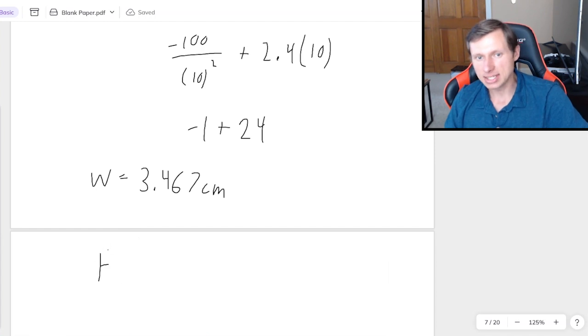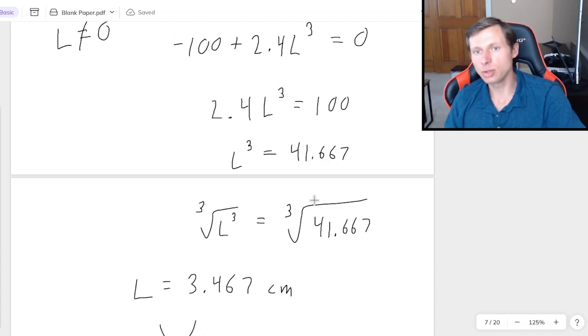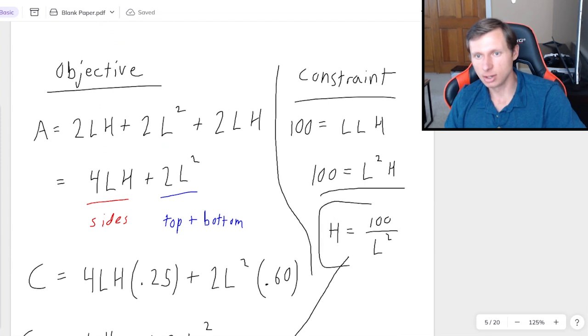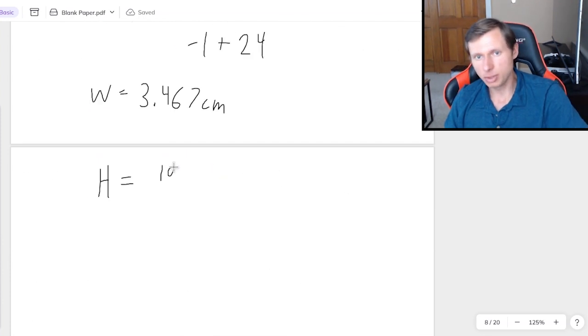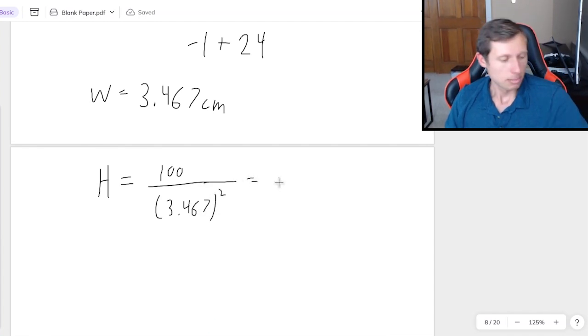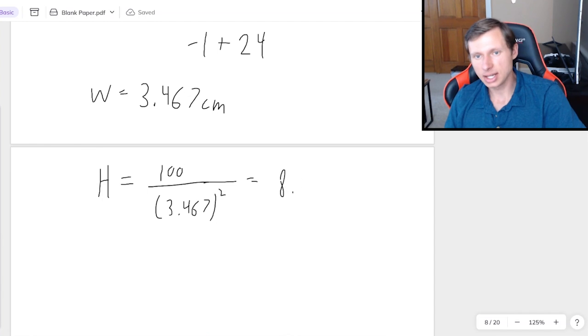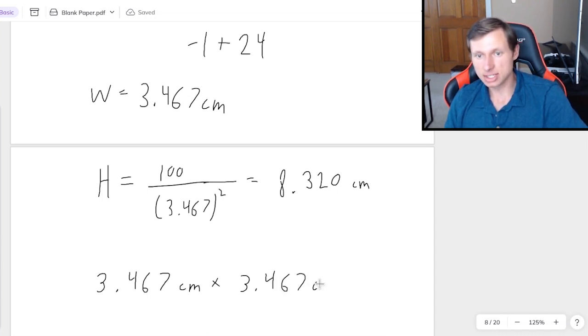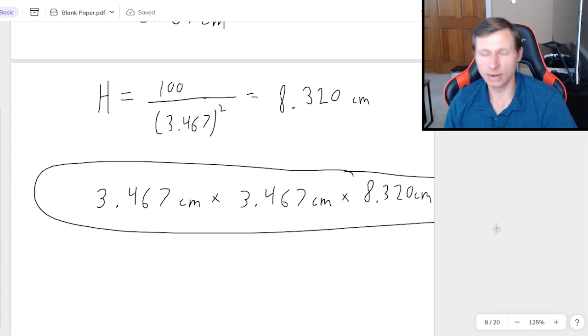And now all we need last is the height. Remember, the height was in our constraint equation back here, 100 over L squared. So that's going to be 100 over 3.467 squared. Plugging that in the calculator, that'll get us 8.320 centimeters. So finally, the dimensions. 3.467 is the length by 3.467 centimeters is the width by 8.320 centimeters is the height. And there's our answer.